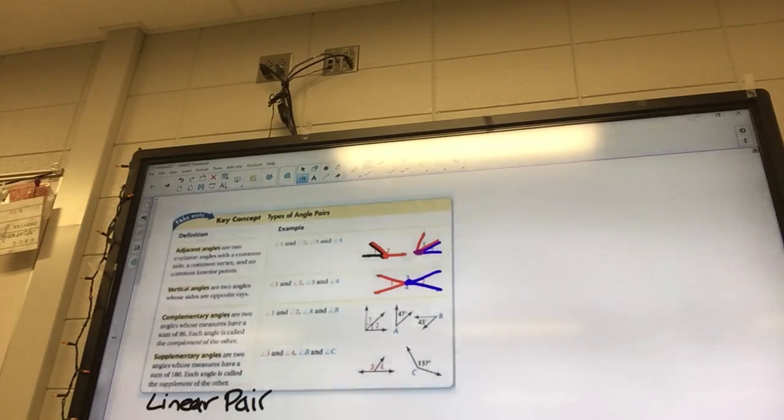If they add up to 90 degrees, what's that? Complementary. Okay, if they're opposite angles, what are they called? Vertical. That means they go in opposite directions. And then adjacent means they have a common vertex, they share sides.